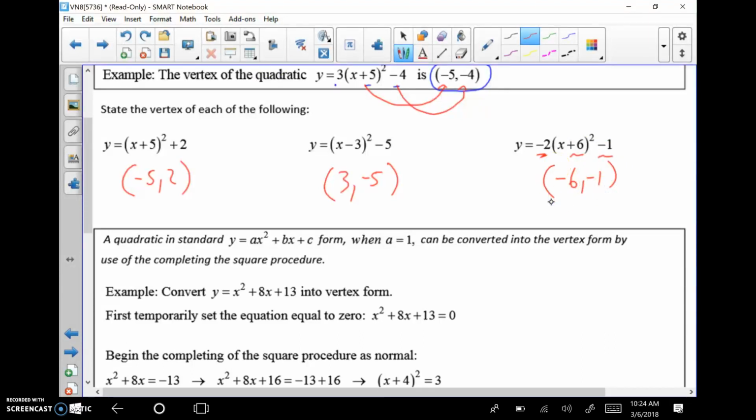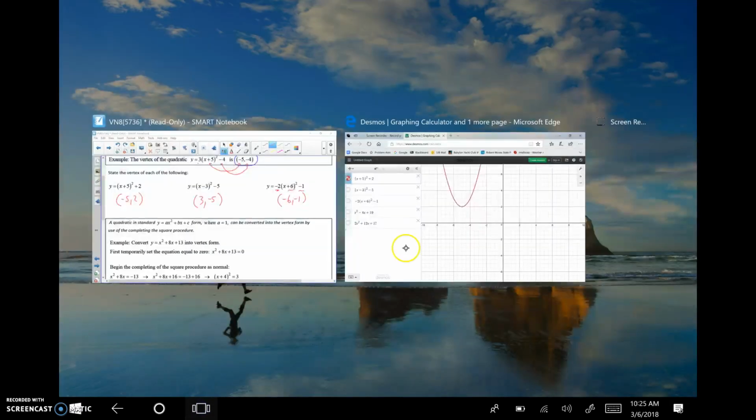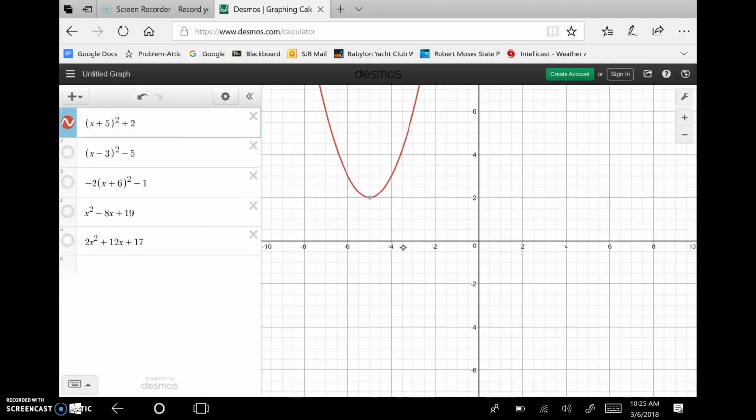And so those are the vertex of these parabolas, and you could easily check it. I already have these typed into Desmos. If we look at this first one, we think the vertex is negative 5, 2. Well, if you take a look at this one typed into Desmos, negative 5, 2 is left 5, up 2. This is the point negative 5, 2. If we take a look at this second one, we think it's positive 3, negative 5. Positive 3, negative 5. Yep, that's where the vertex is.